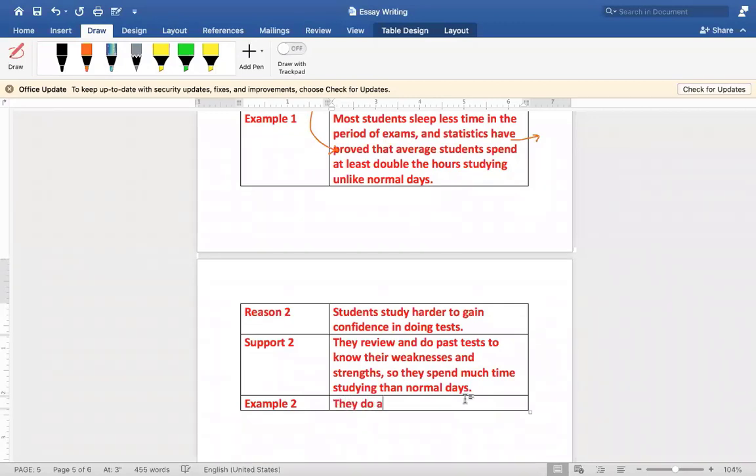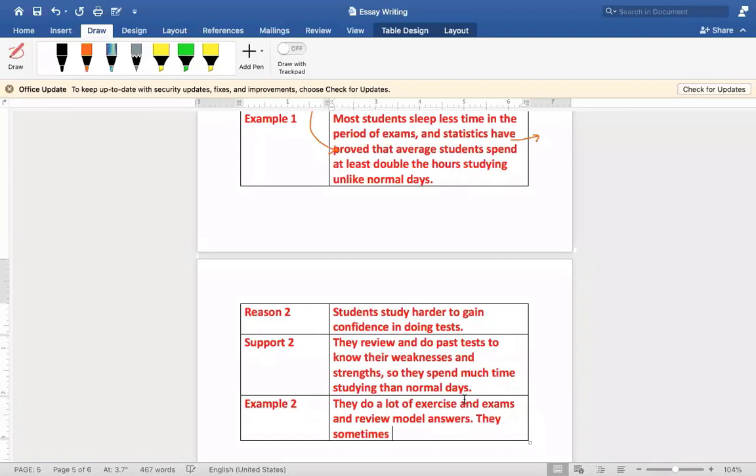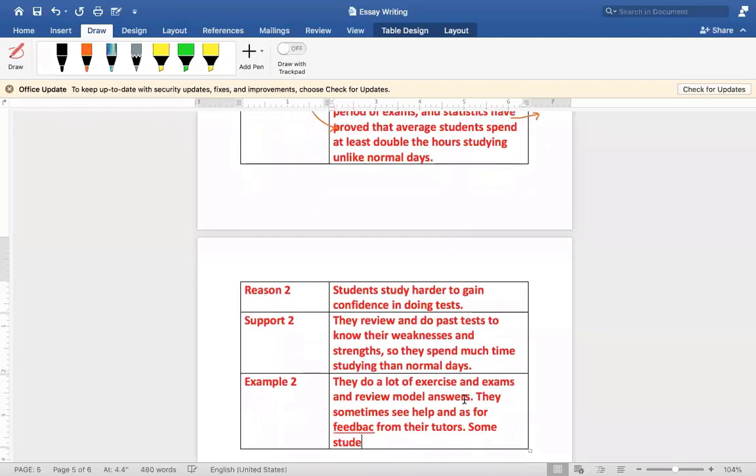They do a lot of exercises and exams, yes? And review model answers, right or wrong? They sometimes seek help and ask for feedback, yes, from their tutors. Yes or no? Yes, correct, doctor, and we see students bookmarking to copy all tests.